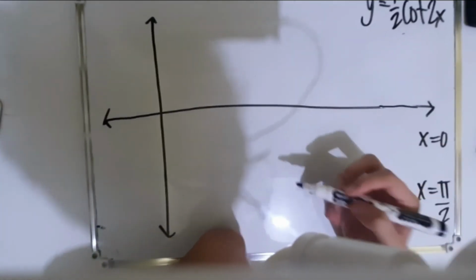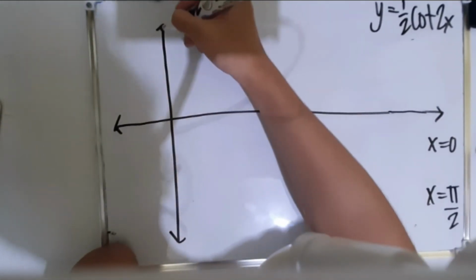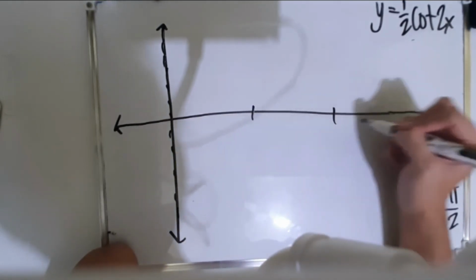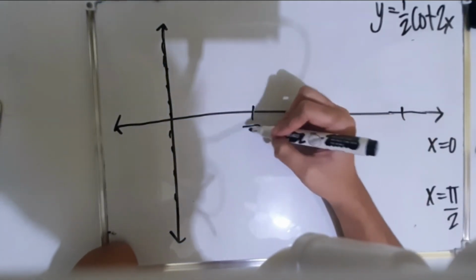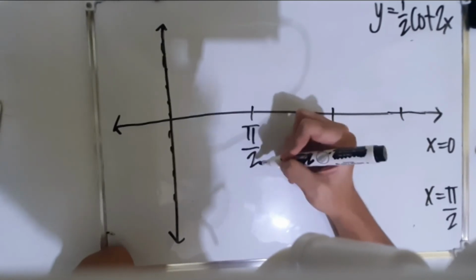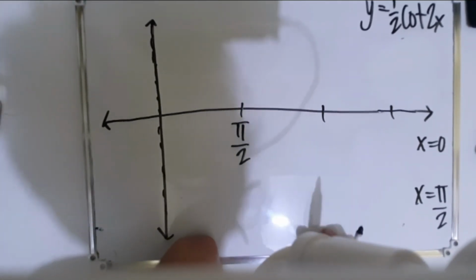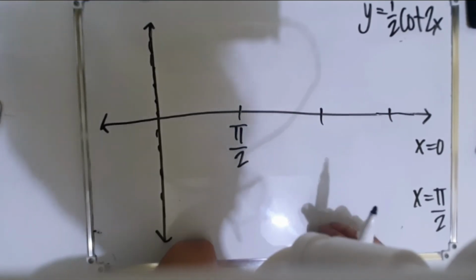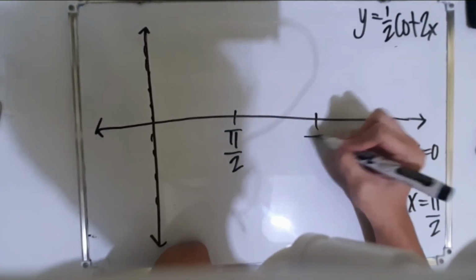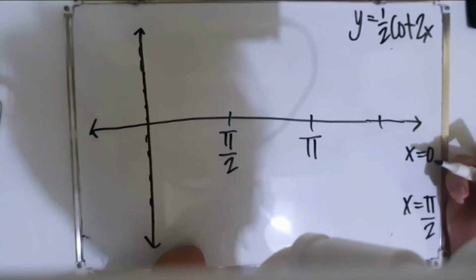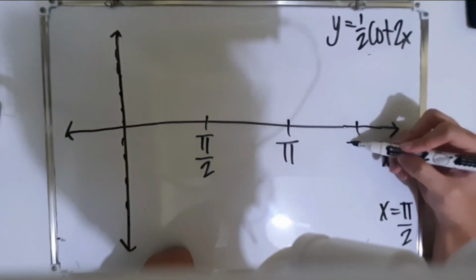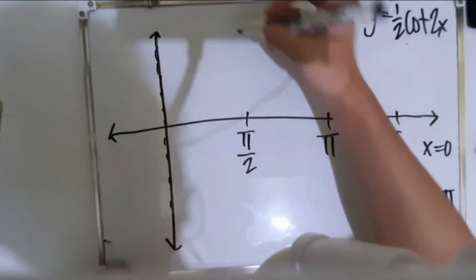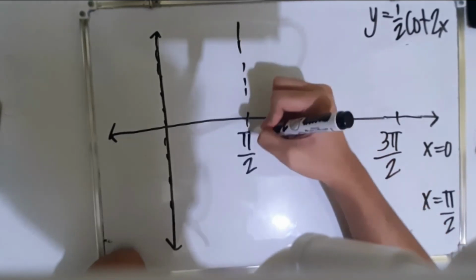So with the given asymptotes 0, then pi over 2, we can simply add the next period, which is pi, then 3 pi over 2. These are our asymptotes.